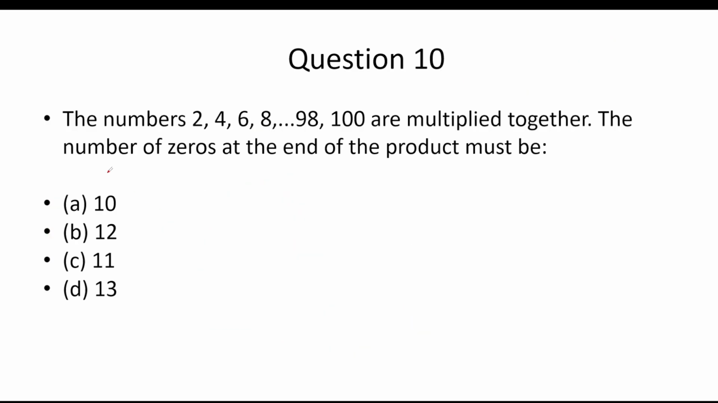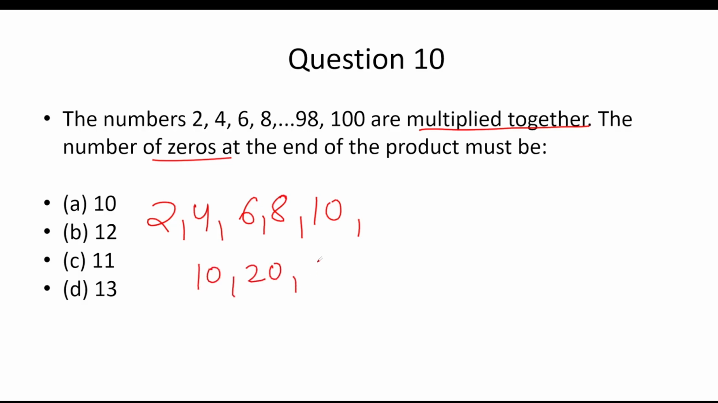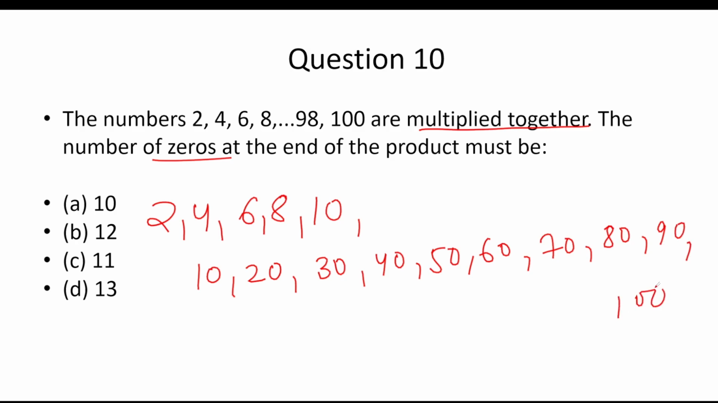Next question. The numbers 2, 4, 6, 8, up to 98 and 100 are multiplied together. Find the number of zeros. Okay, so for the number of zeros we have to count the number of 5s. So 5 will come in 10, 20, 30, 40, 50, 60, 70, 80, 90 and 100. Then the number of zeros in the product, we have to count how many 5s are coming here.